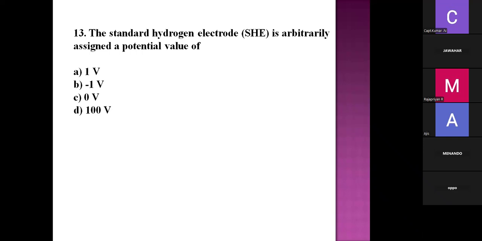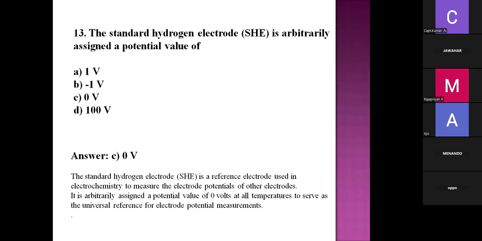The standard hydrogen electrode is arbitrarily assigned a potential value of option A, 1 volt; option B, minus 1 volt; option C, 0 volts; option D, 100 volts. Answer is option C, 0 volts.